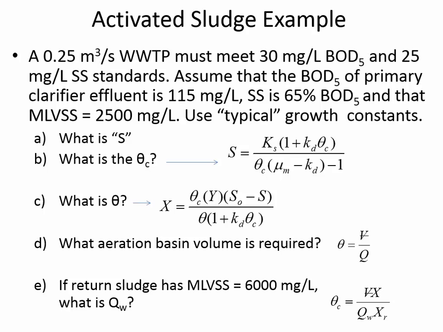Theta sub C is 73.75 divided by 64.325, 1.146 days. That's how long the cells are spending in the recycle system before they're discharged. That's pretty short on the spectrum of possibilities, but that's what we need in order to achieve the outflow substrate concentration.